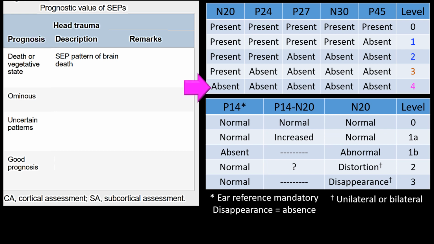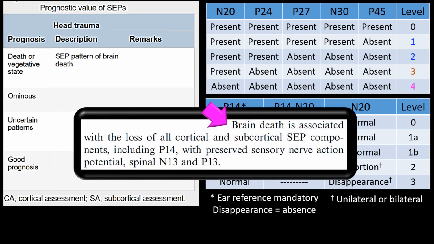Using the Cortical Assessment scale, this will consist of level 4 Cortical Assessment Deficit, but no level from the Subcortical Assessment scale can be applied to this finding. A point to consider is that the finding in this study can be used to support brain death.